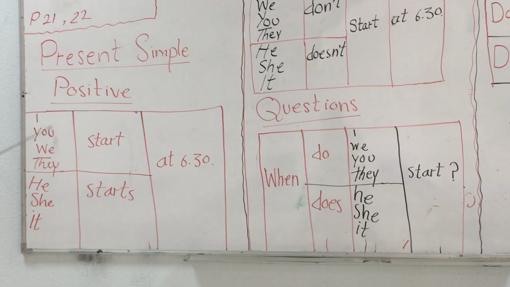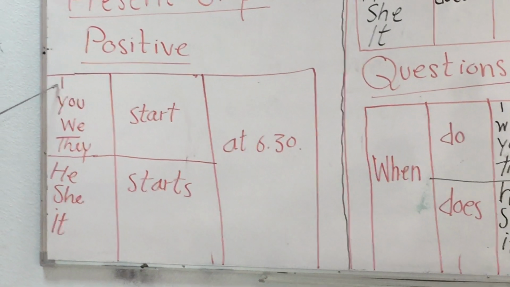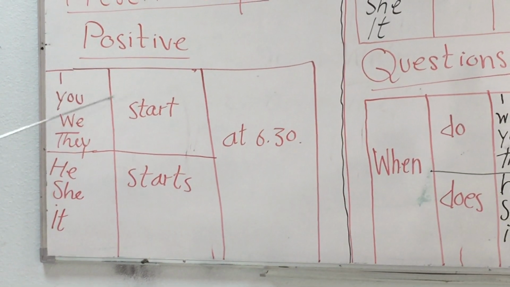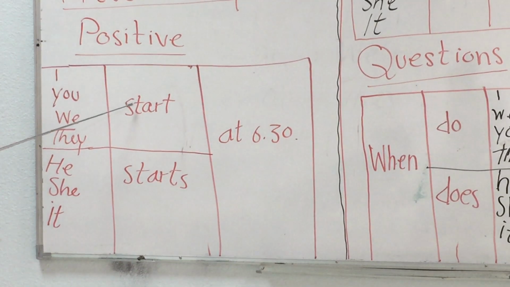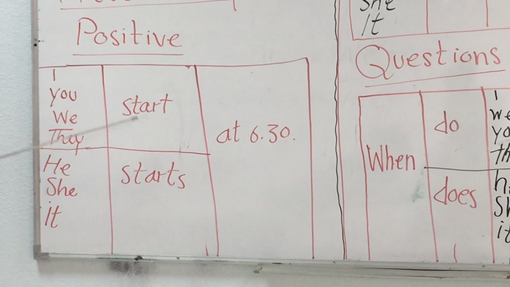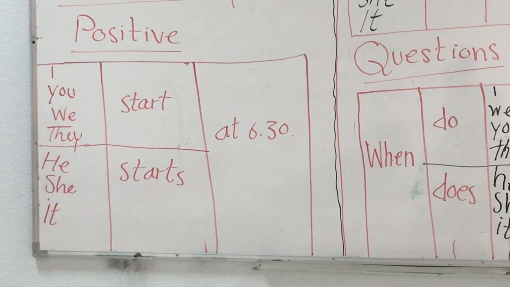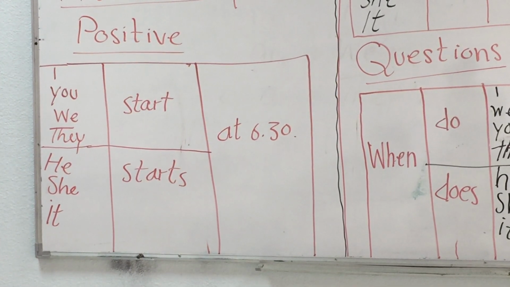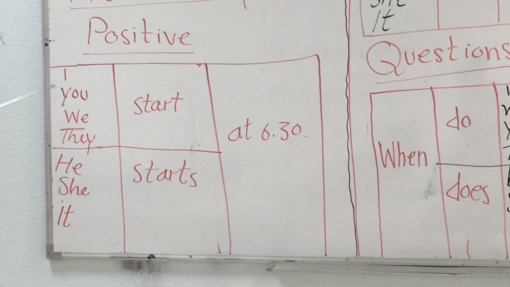Look at this chart. It has got three columns. Column 1, there are pronouns I, you, we, they, he, she, it. In column 2, there are two verbs: start, the base form or the present simple form, and starts, the S form. Okay? And column 3, there is the time. Now, I'm going to make sentences from this chart for you in present simple.